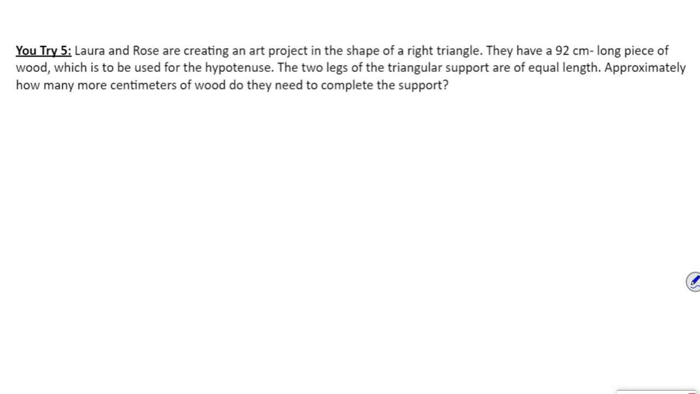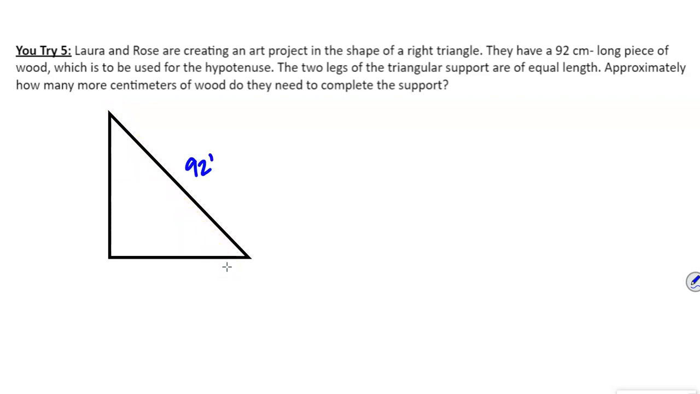So the last one says Laura and Rose are creating an art project in the shape of a right triangle. They have a 92 centimeter piece of wood which will be used for the hypotenuse. Okay, so let's draw this one. So we're saying this is 92 inches. Oh no, sorry, centimeters. So 92 centimeters here, which will be used for the hypotenuse. So that's our hypotenuse, right? Because it's opposite the right angle.